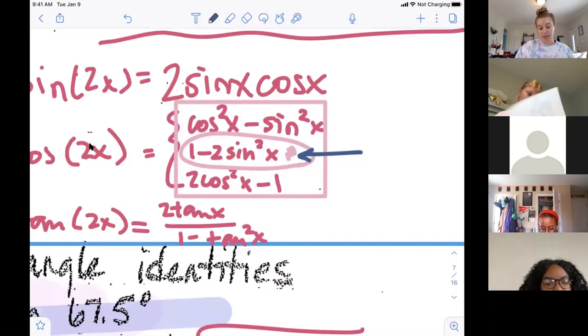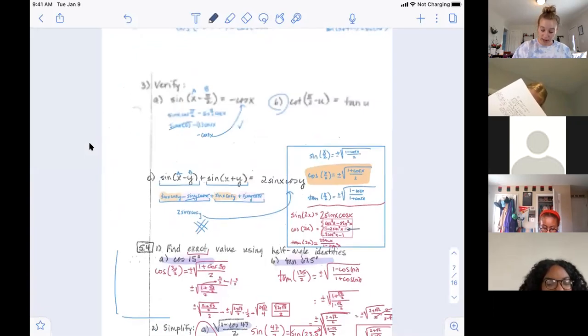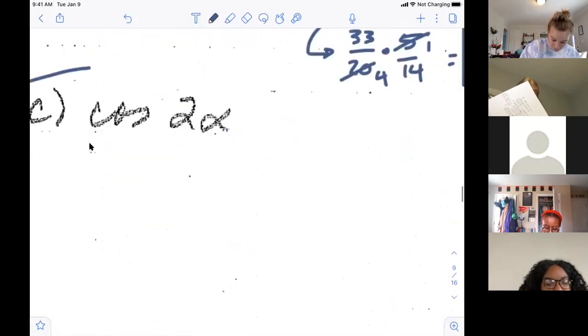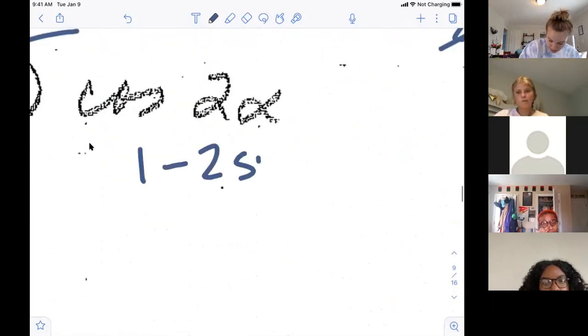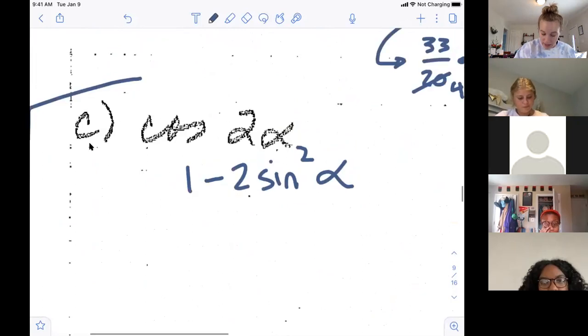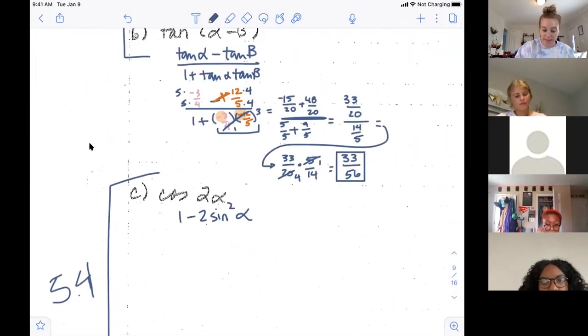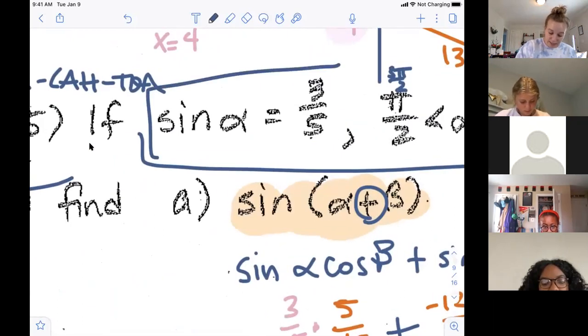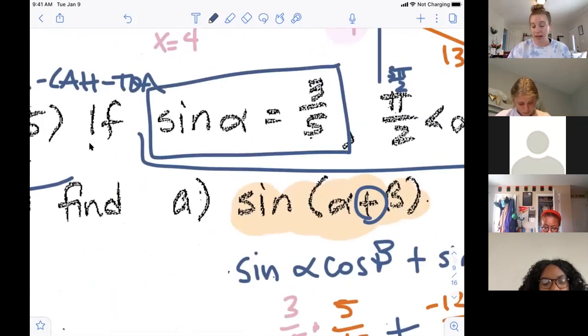So I could do cosine squared minus sine squared. I could do 2 cos squared minus 1. But I want to do 1 minus 2 sine squared of alpha. And again, the reason is even if I didn't do my nice pretty drawing, I was given sine of alpha. That was given to me. I did not make that up. I didn't have to solve that. That is correct because it was the problem. So I'm going to use that in my problem.